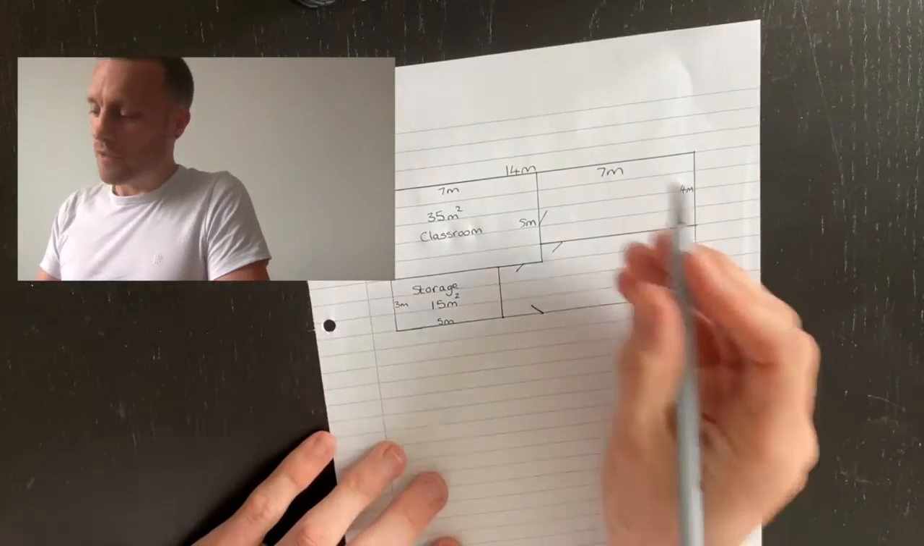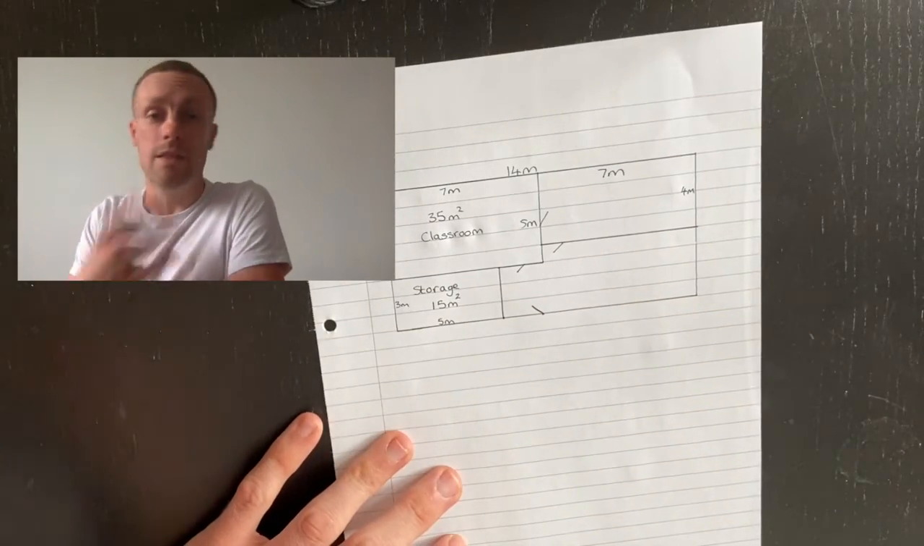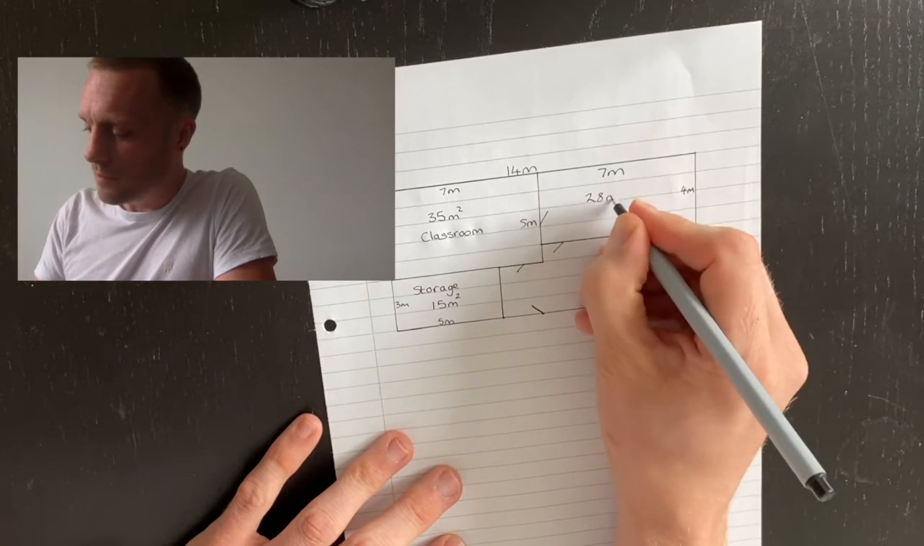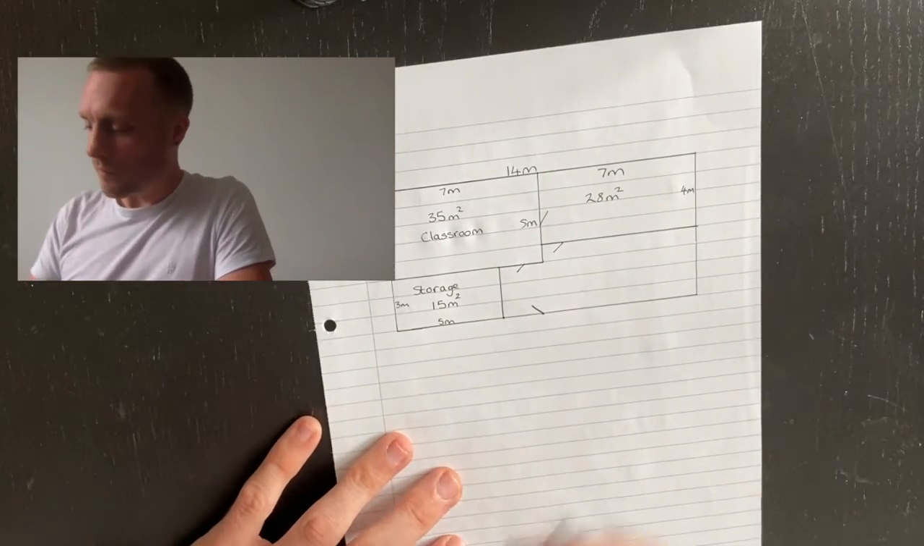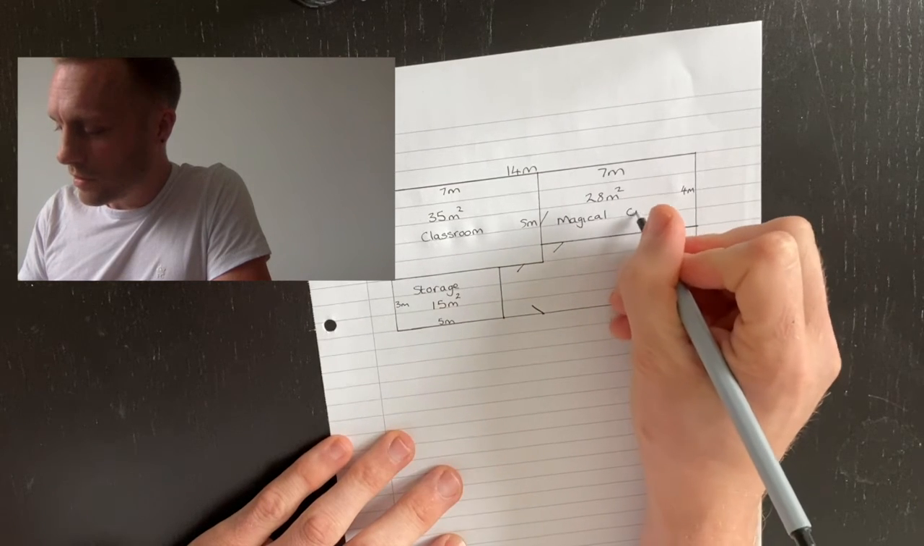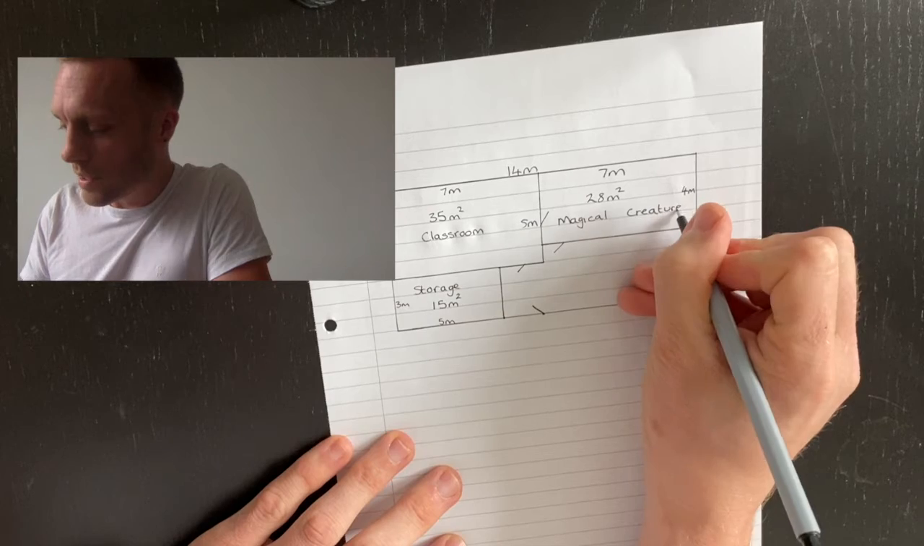So this room, 7 times 4, easy way to times by 4 is double and double it again, is 28, and metres times metres gives me metres squared. And that's my magical creatures. That's where they're kept.